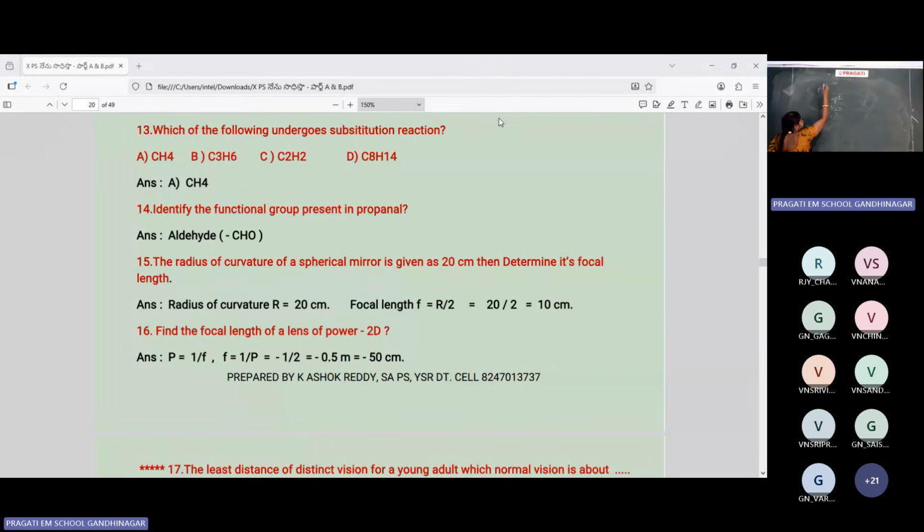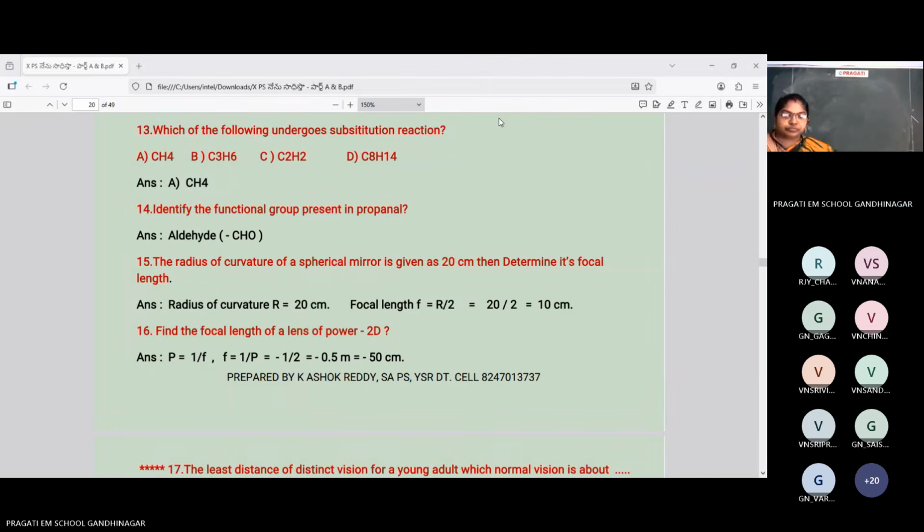So P is equal to 1 by F in meters. So F is equal to 1 by P, that is equal to minus 1 by 2, that is equal to minus 0.5 meters. Here, negative sign of the focal length indicates that it is a concave lens. The concave lens is used to cure myopia. If the power of the lens is positive, it indicates convex lens and it is hypermetropia. Convex lens is used to cure hypermetropia.